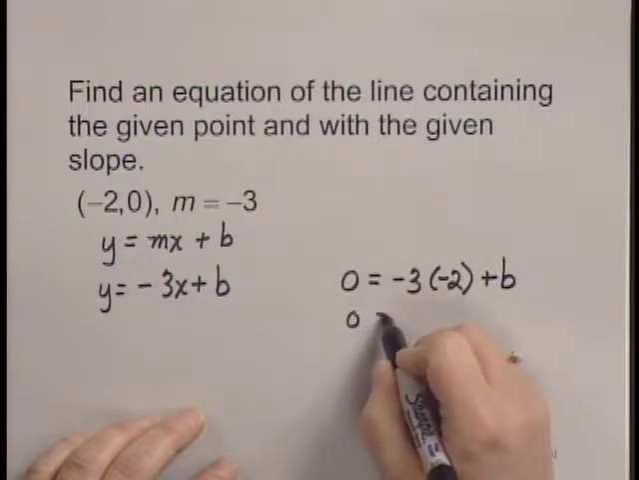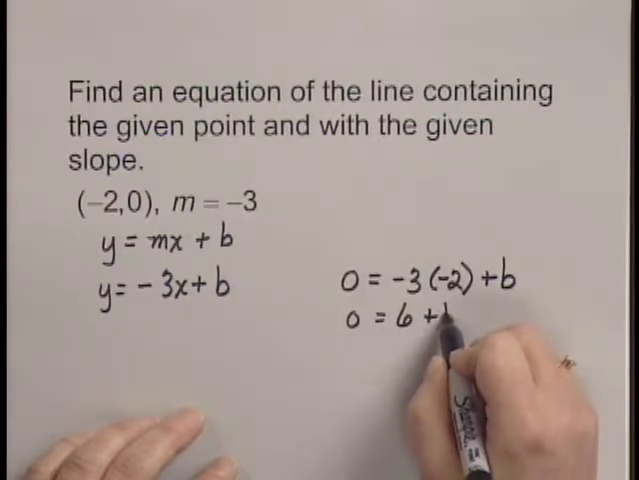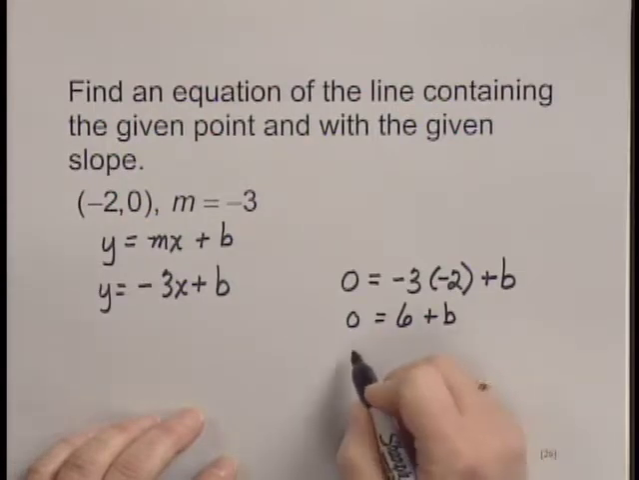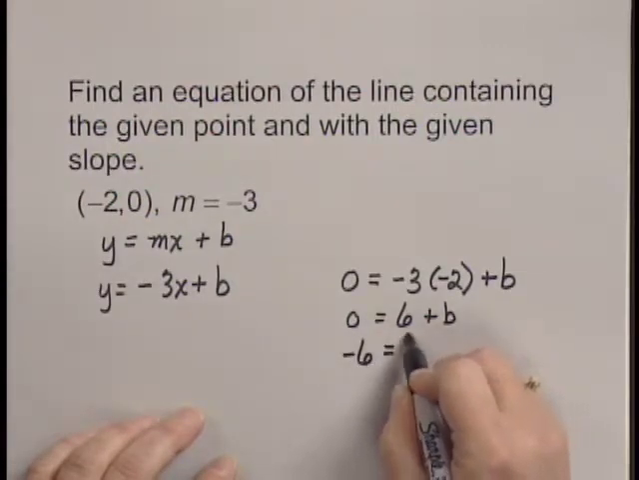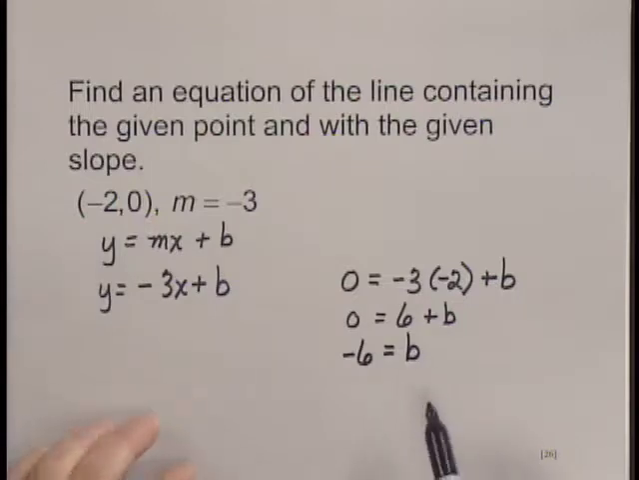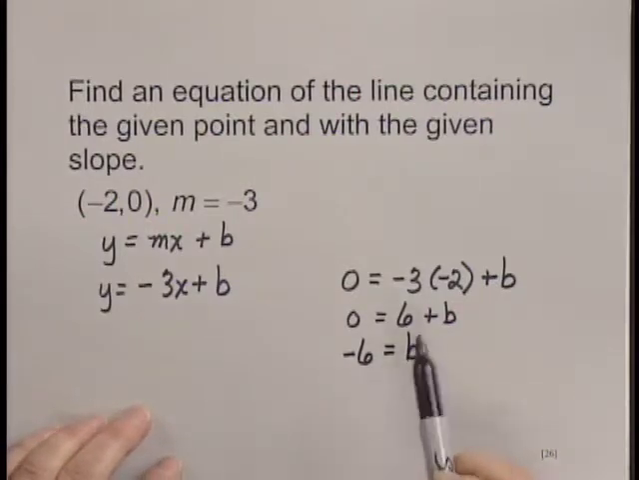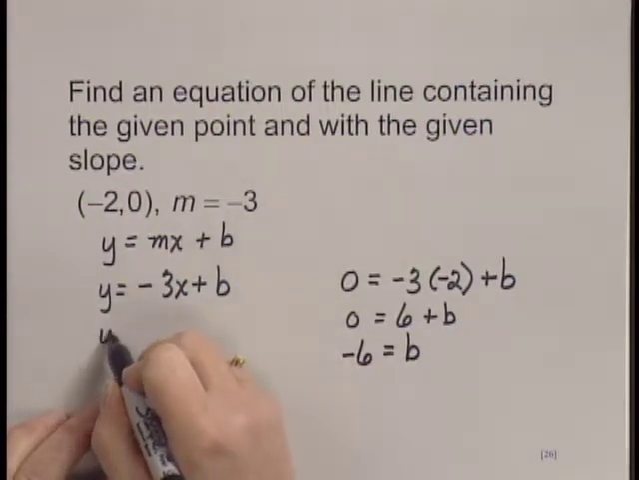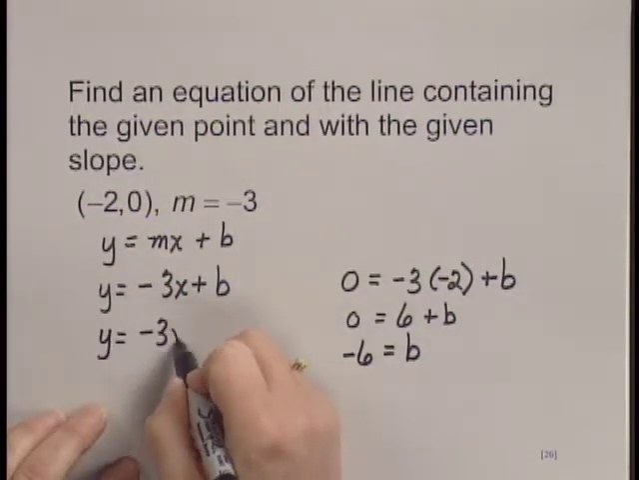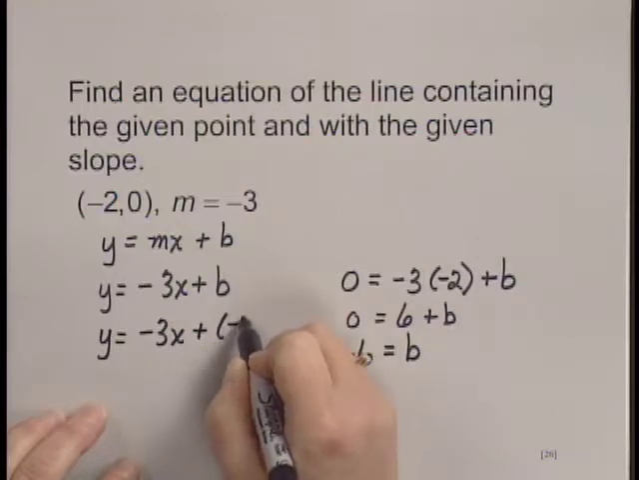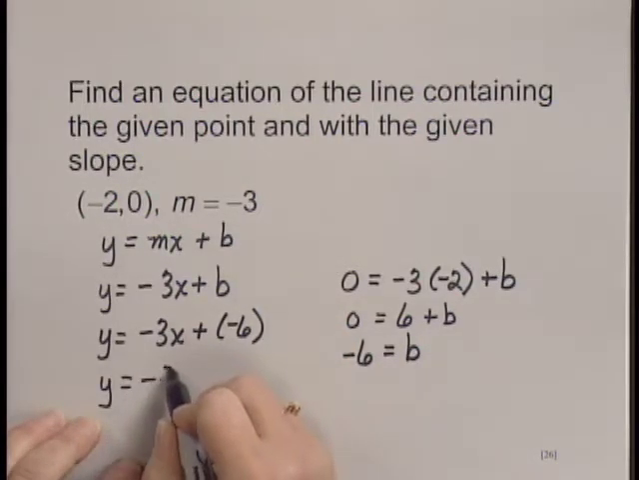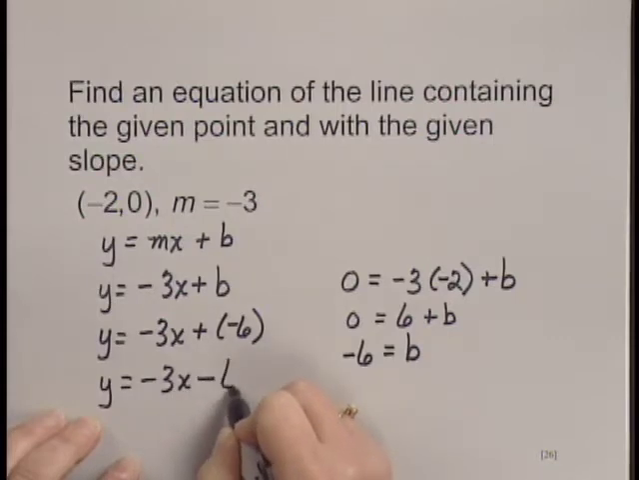We have 0 = 6 + b. Subtracting 6 from both sides, we have -6 = b. So now that I know that b is -6, I can substitute that for b in this equation, and I have y = -3x + (-6), or more commonly, y = -3x - 6.